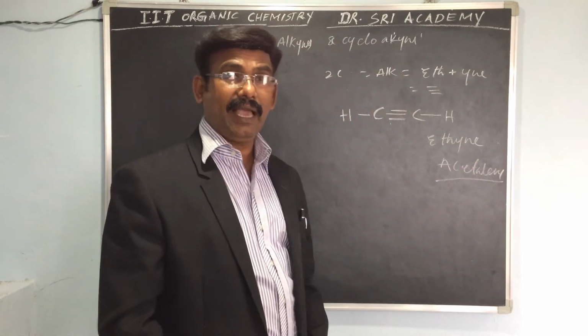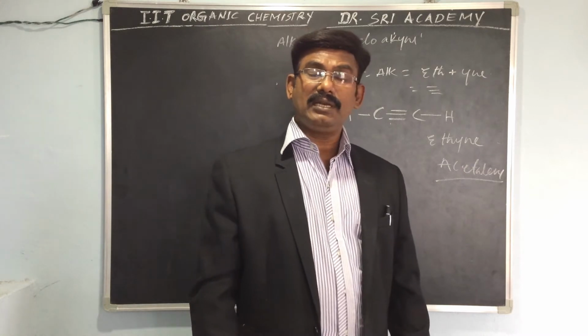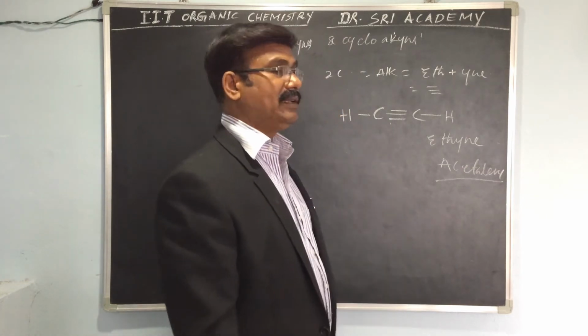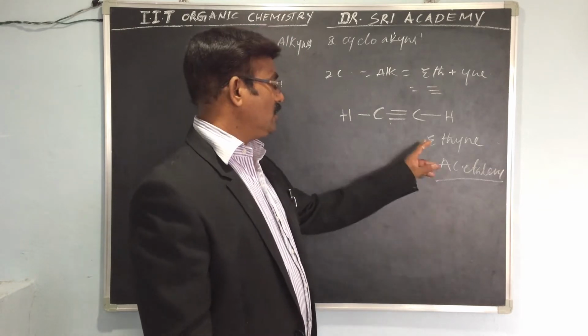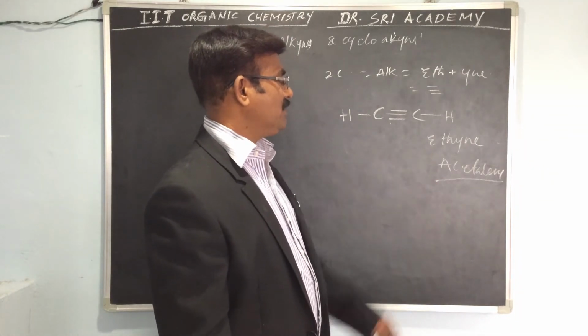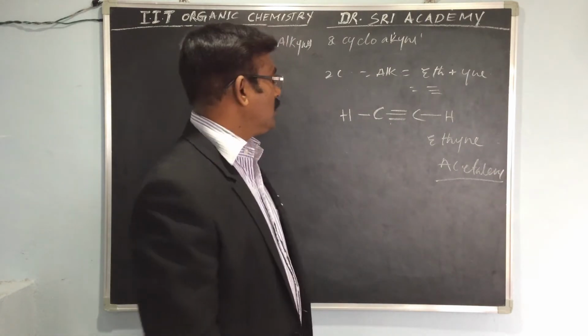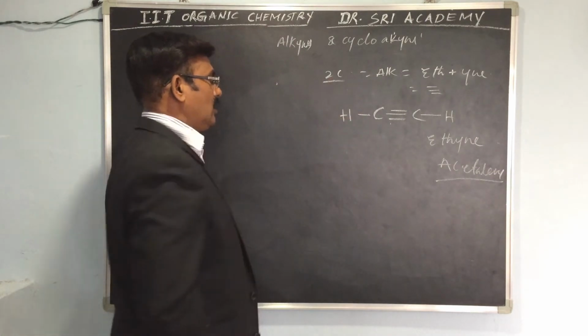So the IUPAC name is ethyne. Acetylene is a gas we are using in weldings. In gas weldings, that is acetylene. So the IUPAC name is ethyne. So this is about two carbons, eth.